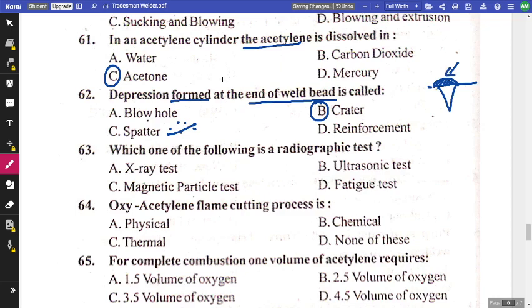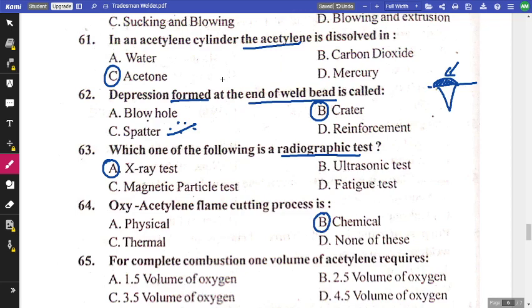Which of the following is a radiographic test? Radiographic test means just like we take an X-ray of our bones. So ultrasonic test, magnetic particle test, and fatigue test we can avoid. X-ray test is the radiographic test. The oxyacetylene flame cutting process is physical, chemical, thermal, or none of these. It is a chemical process.